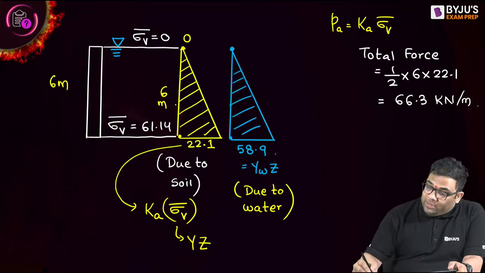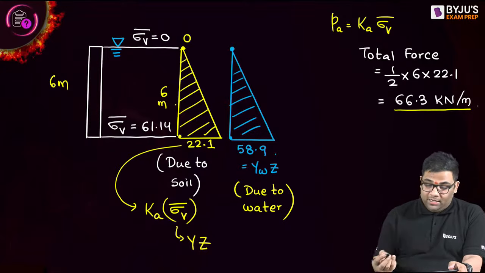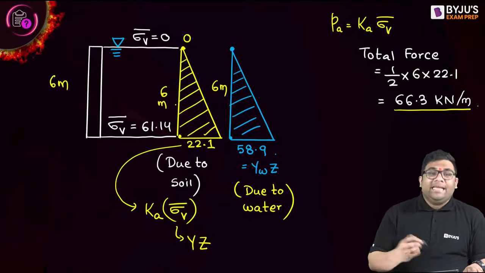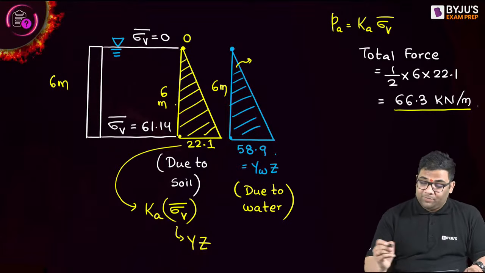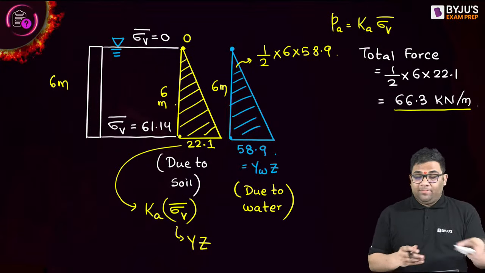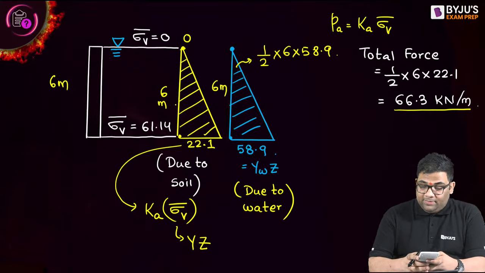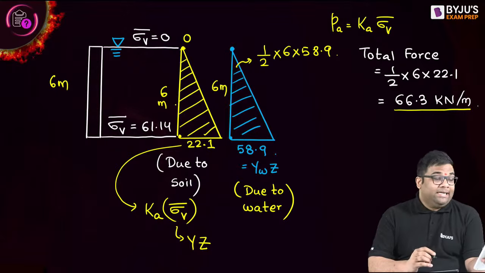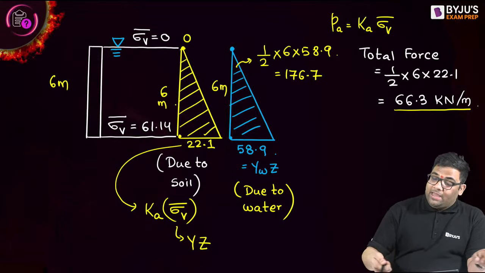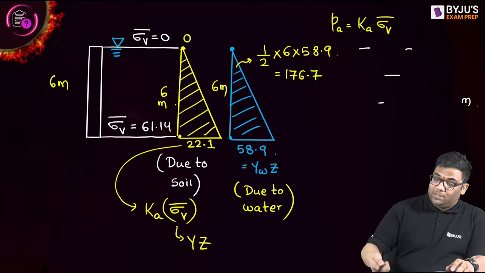Now you see, already we have got this much due to soil. Now due to water will be how much? No need to remember any equation. Just take the area of this distribution. The area will be half base into height. So how much am I getting? 6 divided by 3, 3 into 58.9. I am getting a value of 176.7.